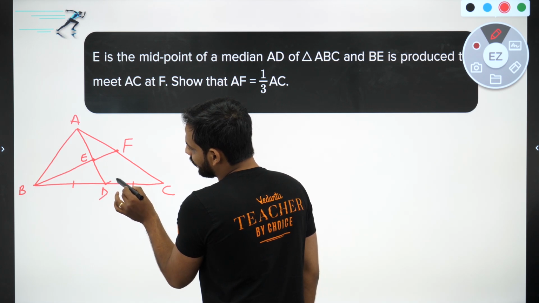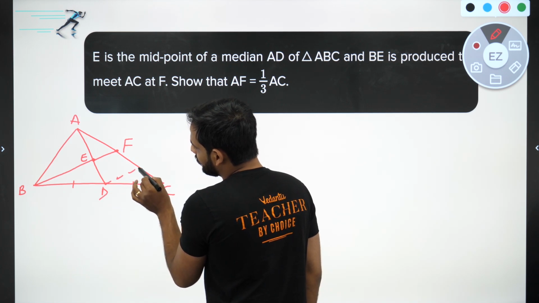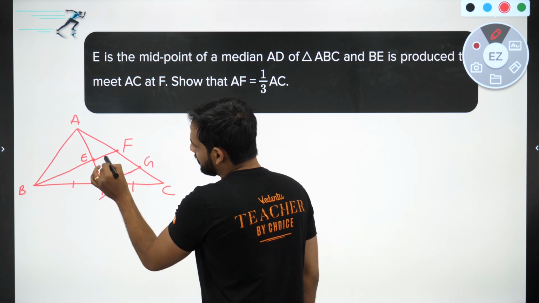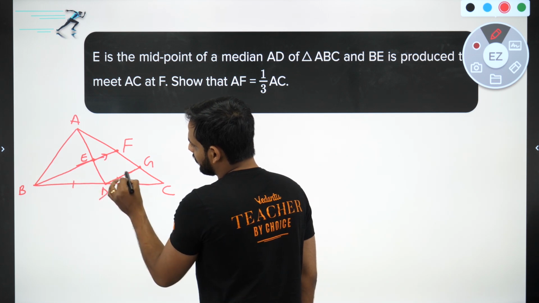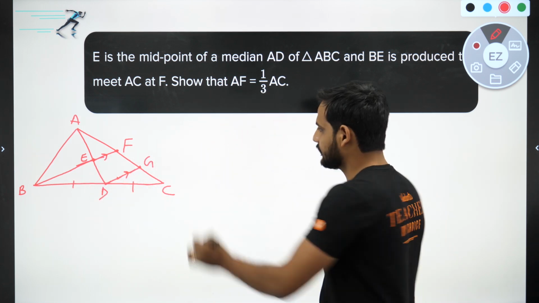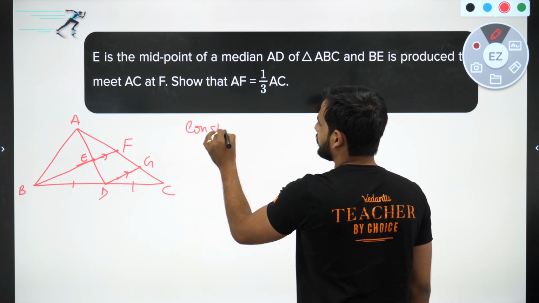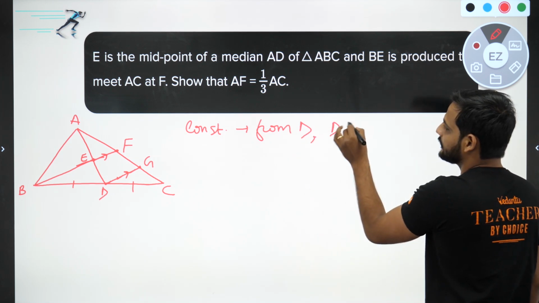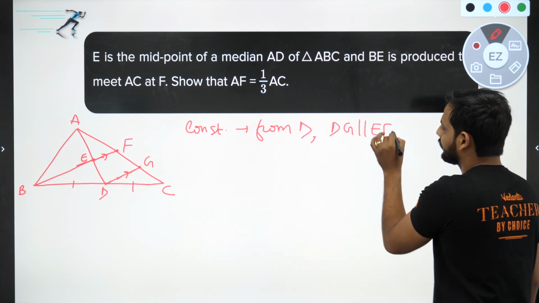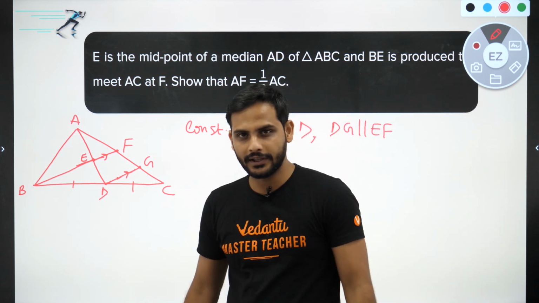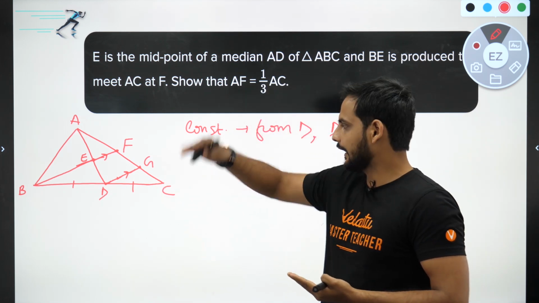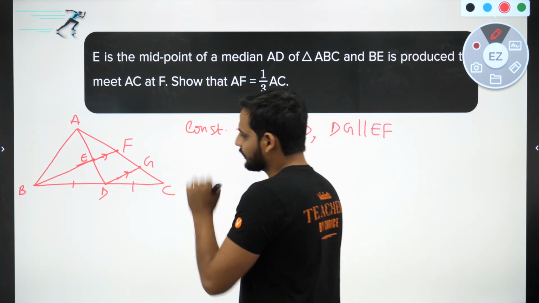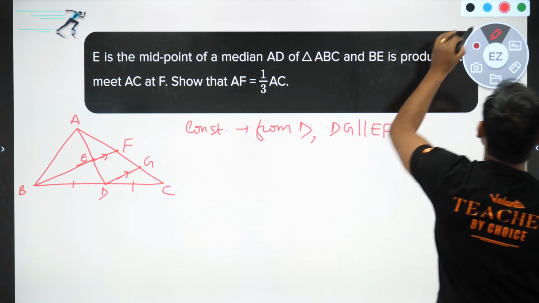From D, I will draw a line which will intersect AC at G, and this line should be parallel to BF. DG is parallel to BF. So the construction is: from D, draw a line such that DG is parallel to BF. This is the construction I have done. You can draw any one line which has to be parallel to BF, right? Now let us take a look at the triangle.